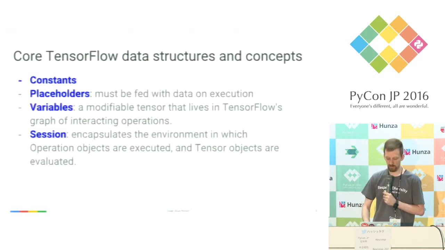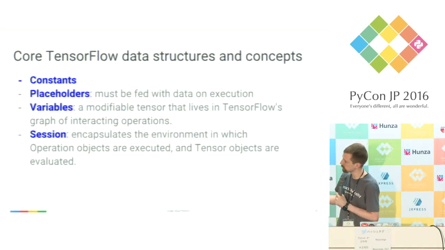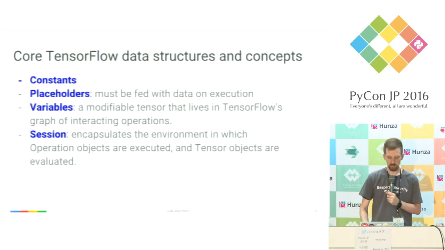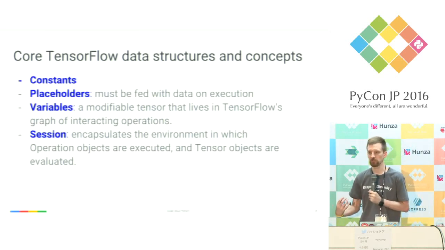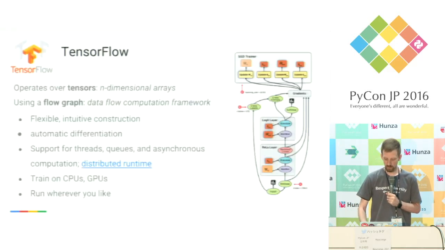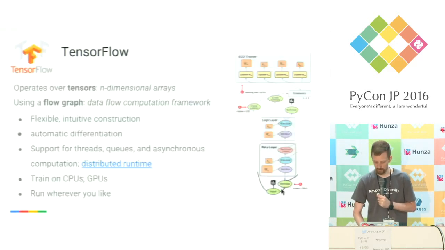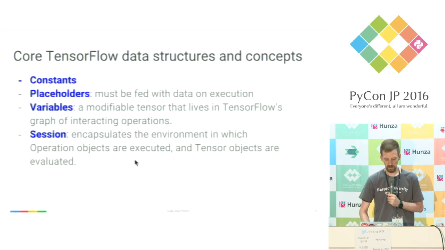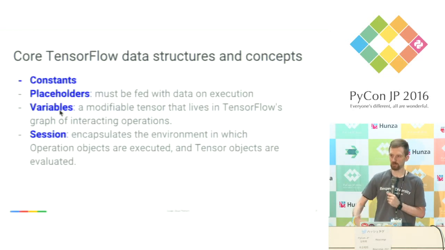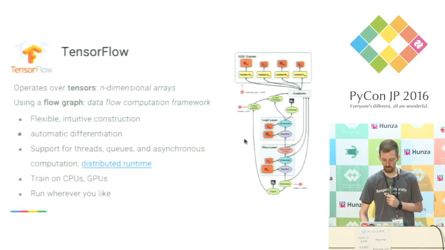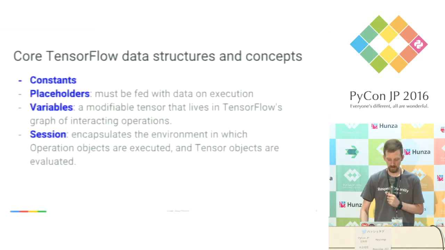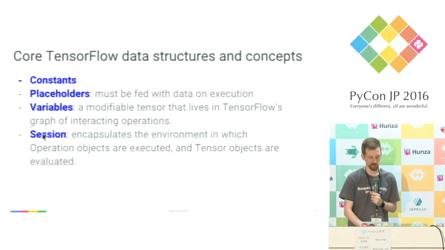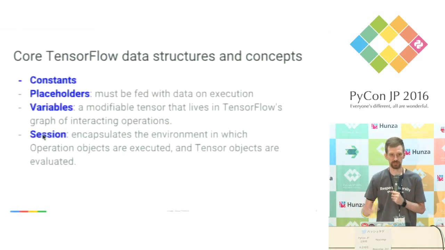A couple of other concepts are constants, placeholders, variables and sessions. Constants are essentially what you would imagine. They're values you can't change. Placeholders are basically inputs into your neural network. You can imagine these values down here at the bottom, these little green values, those are placeholders. Variables are the things that vary as you train the model. You can imagine these weights and biases, those are the variables. And then you have a session value which encapsulates a training session.